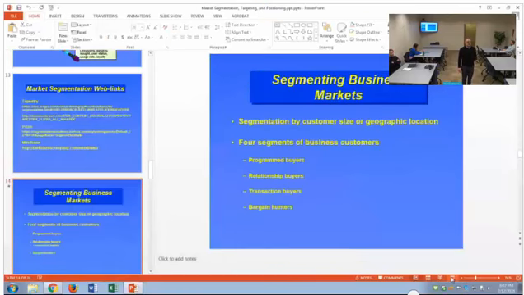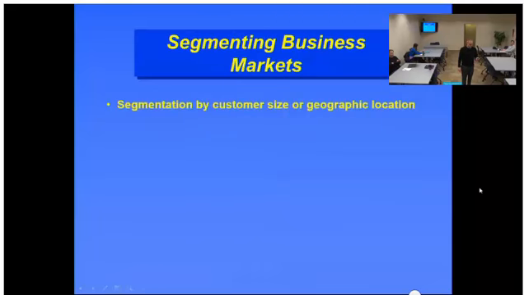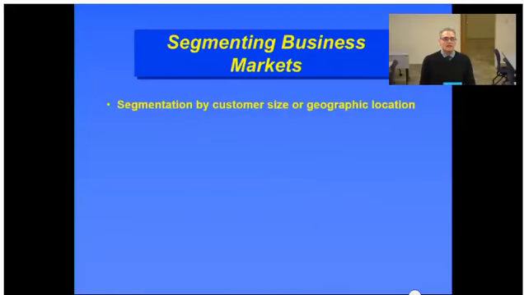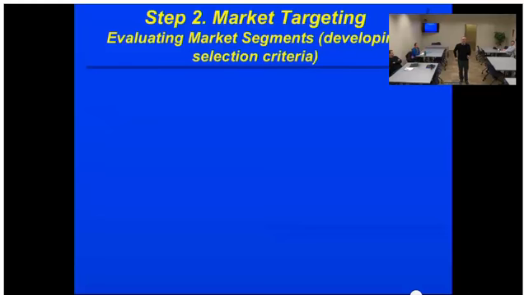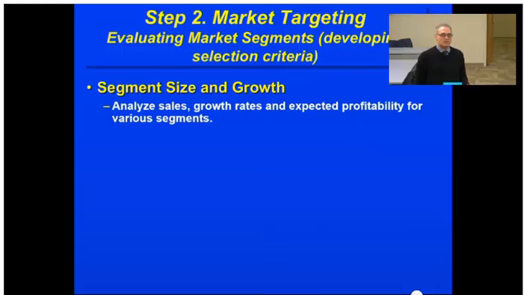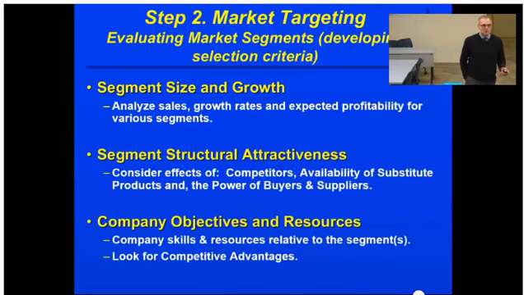All right. We don't need that. Oh, where did it go? All right. This is what I want. Here's some criteria for evaluating market segments: segment size and growth, structural attractiveness, company objectives and resources. These are 3 that help you evaluate which segment I want to go after.